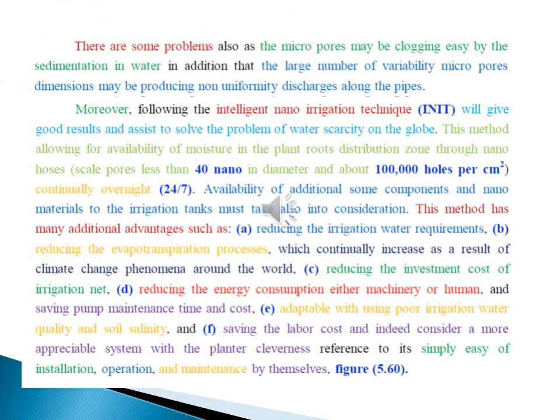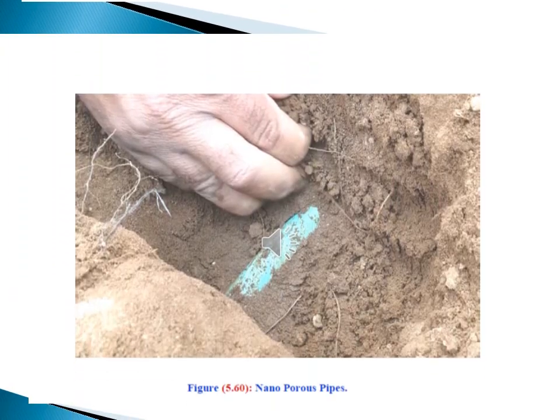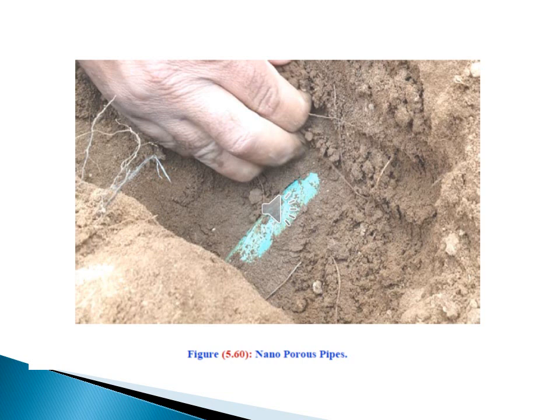Indeed, following the intelligent nano irrigation technique, INIT will give a good result and help solve the problems of water scarcity on the block. This method allows for availability of moisture in the plant food distribution zone through nano hoses with pores less than 40 nanometers in diameter and about 100,000 holes per square centimeter, continually overnight, 24/7. This method has many additional advantages which you can follow up by yourself, my dear. It is very important. Figure showing nano pores patch.